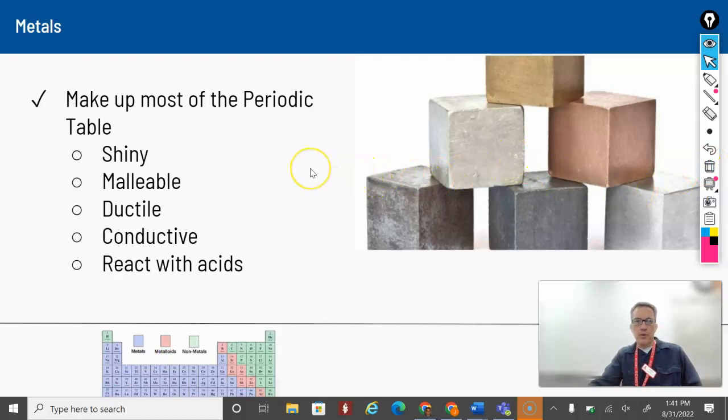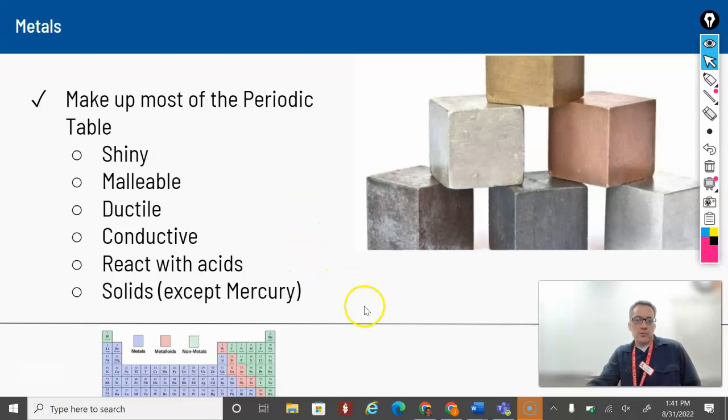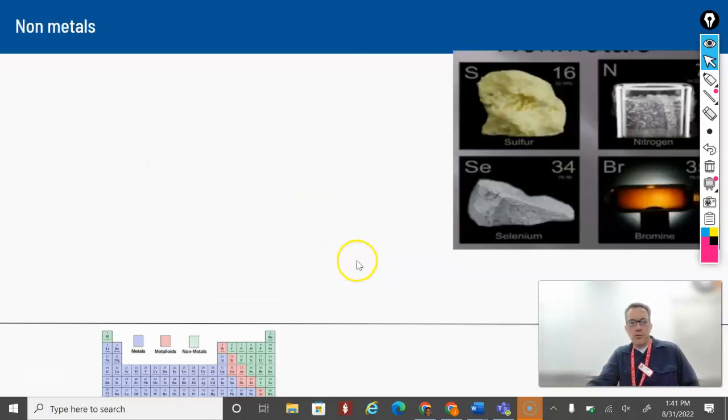Again, you might want to stop to write these down. Most of them are also solids. There's one exception, which is mercury. We used to put those in thermometers, but we don't do that anymore.